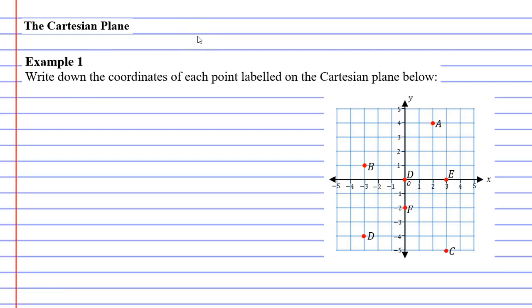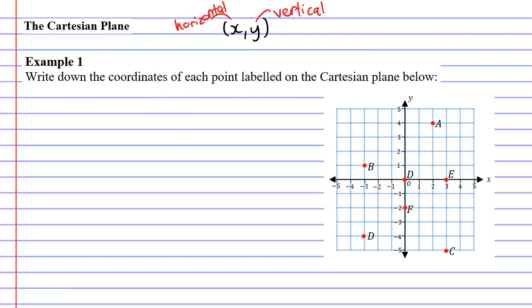The first one being that coordinates are always written inside of brackets with the x first and the y second. We do this because x represents the horizontal component and we always put our horizontal coordinate first. And then y represents our vertical coordinate.